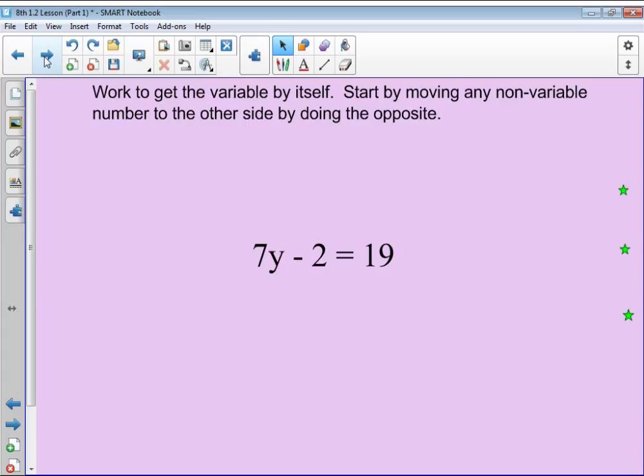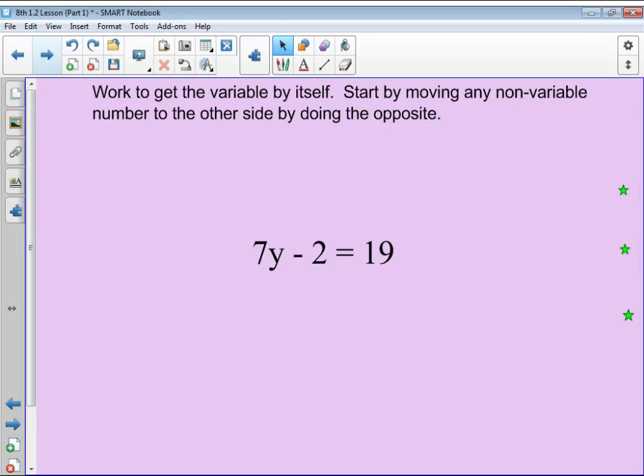Today we're going to be working with two-step equations. In lesson 1, we went through and worked out one-step equations. Today we're going to have equations where we've got more than one operation involved on one side of the equal sign. We need to work to get the variable all by itself.